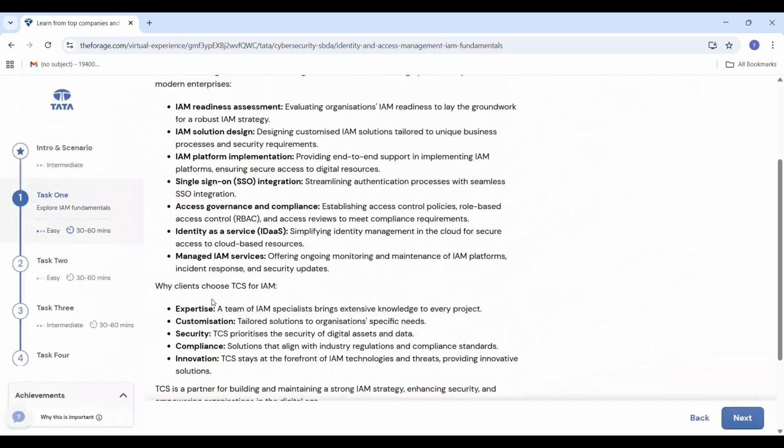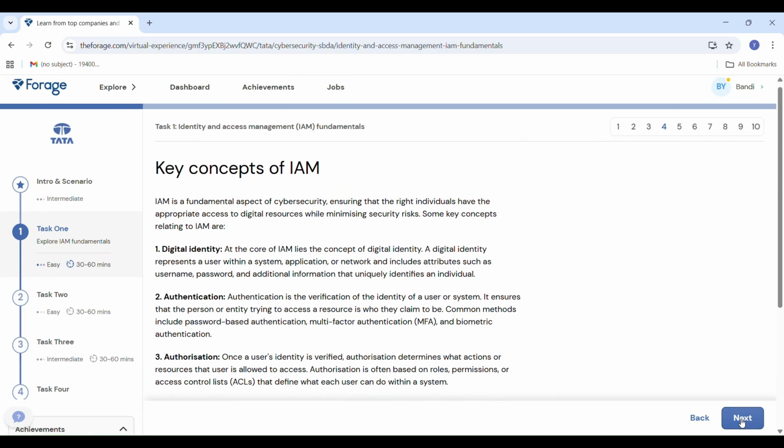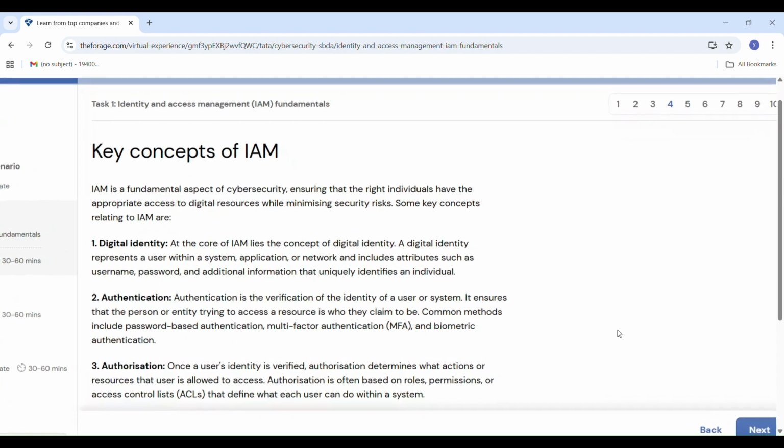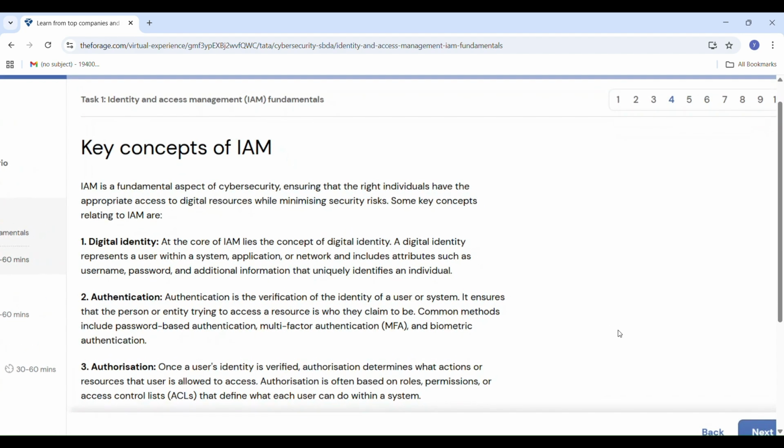Now comes the main part. Let's look at the key concepts of IAM. First, we have digital identity. This means the online identity of a user, like their username, password, and other details that identify them in a system. We have to keep in mind digital identity means online identity of a user. And second is authentication. This checks if the user is real. Examples are passwords, OTPs, fingerprints, or face ID. Through this, we're checking whether the user is real or not.